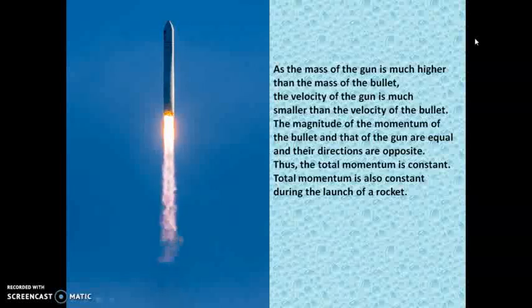Thus, the total momentum remains constant, and the total momentum is also constant during the launch of a rocket. Now you can see here the launching of the rocket. From the back side we see the fuel. So action force and reaction force. Okay, so both these forces are acting and then because of that the rocket goes in the forward direction. So that force we can see. But what force is the rocket exerting? Compared to the mass of the other object, it is smaller. So we see the rocket moving in the forward direction.